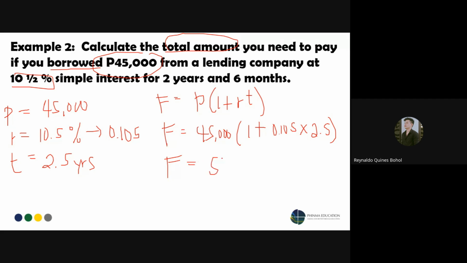So 56, ang bilis ni Ron Babaya. It's 56,812.5. Don't worry, lahat ko nag-recite. Noted po sila lahat. So, okay, thank you, Ron. So 56,812.5 is our total amount for F or the A for amount.